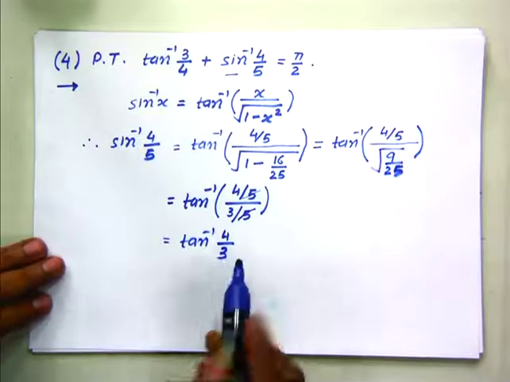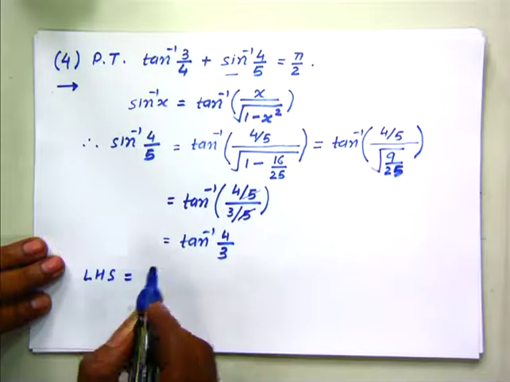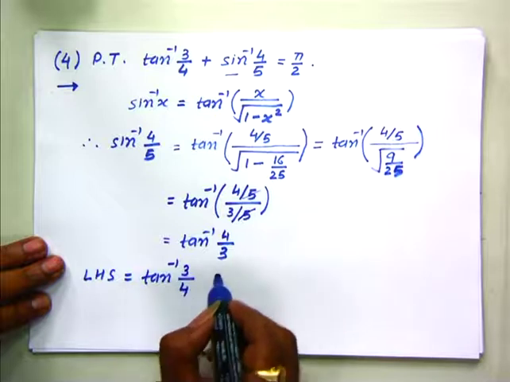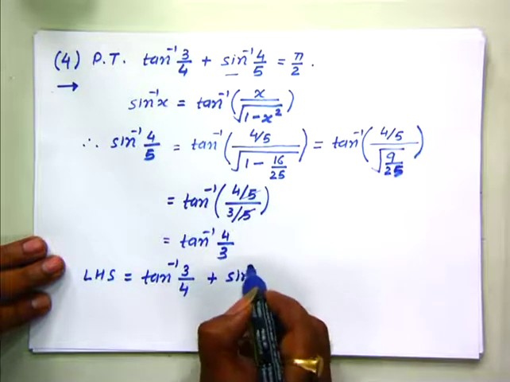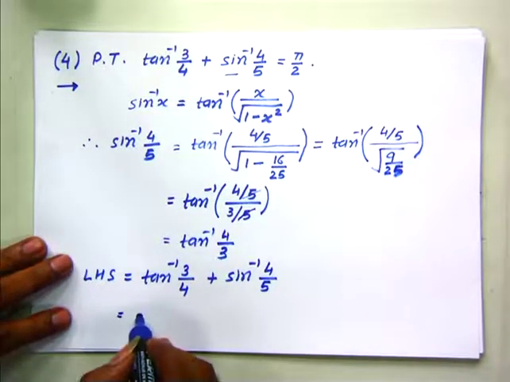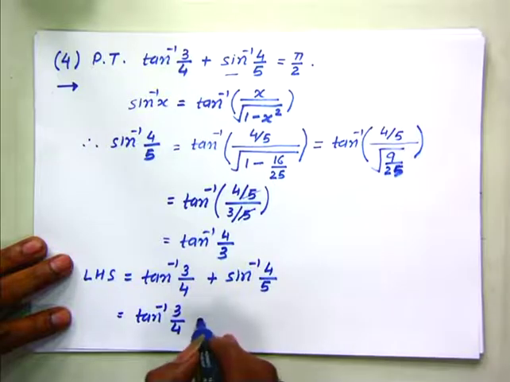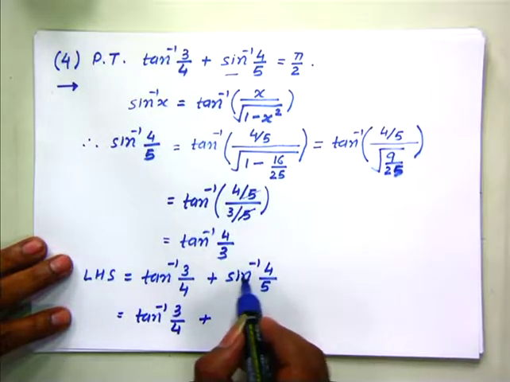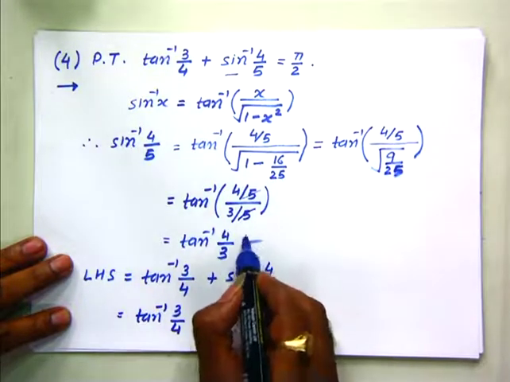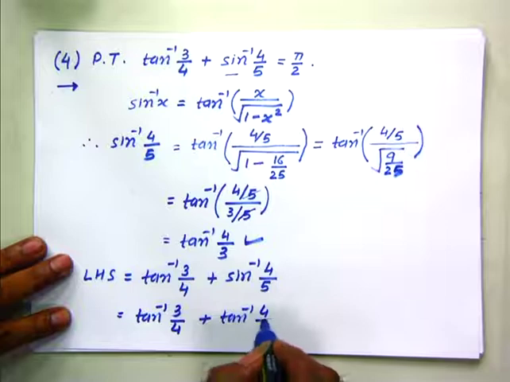Okay, now let's start with LHS. Our LHS is tan inverse 3 by 4 plus sine inverse 4 by 5. Now this is same as tan inverse 3 by 4 plus, sine inverse 4 by 5 is tan inverse 4 by 3. Use this result. Okay, so this is nothing but tan inverse 4 by 3.